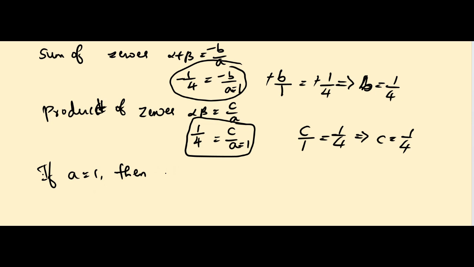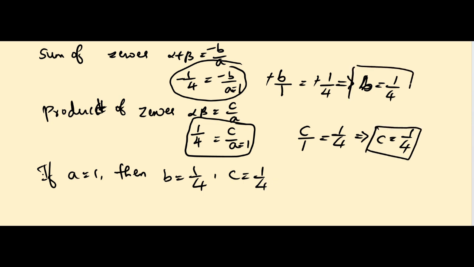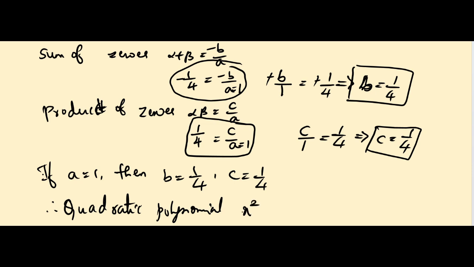If a is equal to 1, then b is equal to 1 by 4 and c is equal to 1 by 4. We got here. So the quadratic polynomial is nothing but x square plus bx plus c, correct? So a means here 1, x square, I will not write that 1, x square plus bx, b means 1 by 4, x plus c means again 1 by 4. This is the given polynomial.